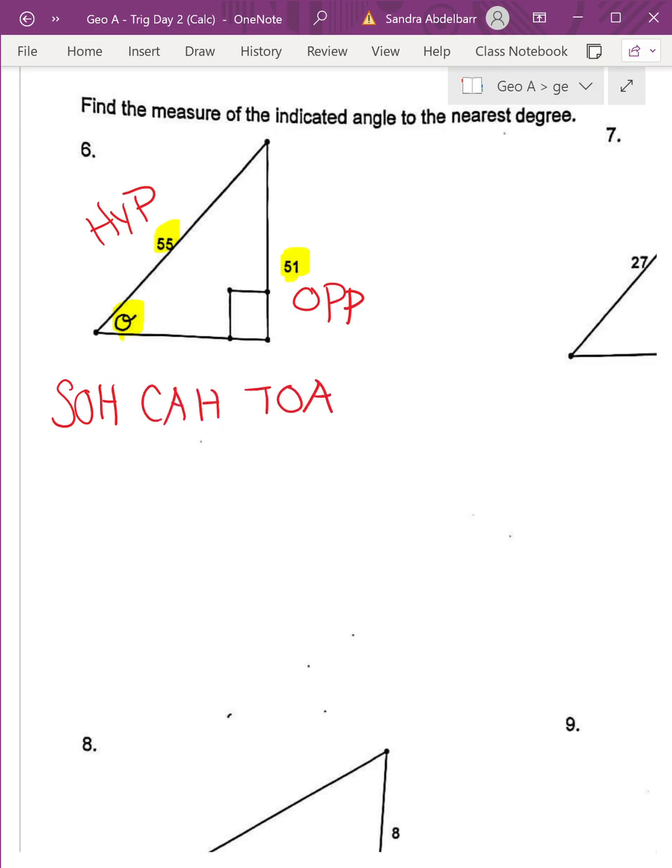And I'm going to ask myself, which trig function pairs O and H, since I have the opposite and the hypotenuse? Is it sine, cosine, or tangent that pairs opposite and hypotenuse? Sine. So now we're going to make an equation. Sine can never stand alone. It always has to be of an angle. What's our angle? Theta, right? Sine theta equals 51 over 55.